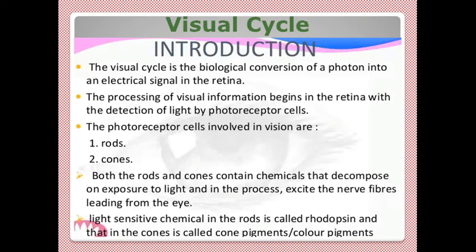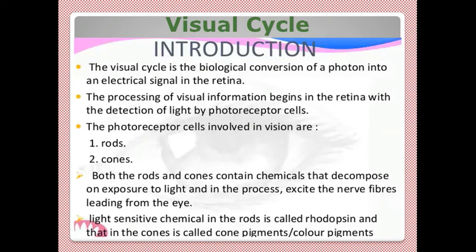Information begins in the retina with the detection of light by these photoreceptor cells. What are these photoreceptor cells? Rods and cones. Both the rods and cones, on exposure to light, excite the nerve fiber from the eye, backside of the retina. The light sensitive pigments present in the rods are called rhodopsin. And the light sensitive pigments present in the cones are called cone pigments, color pigments, or iodopsin.